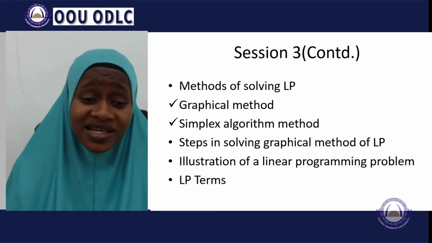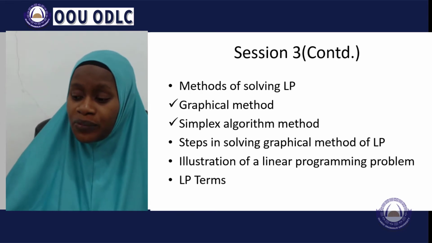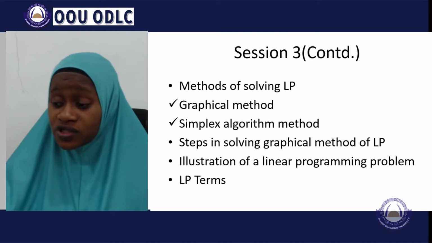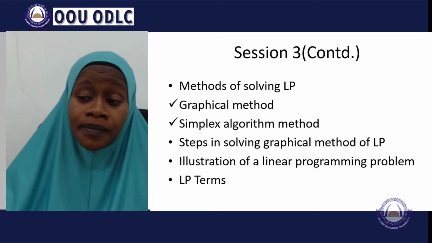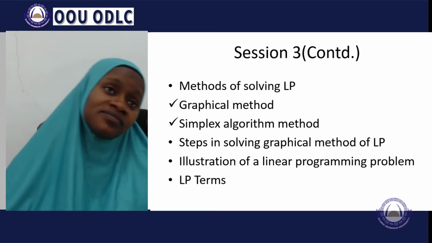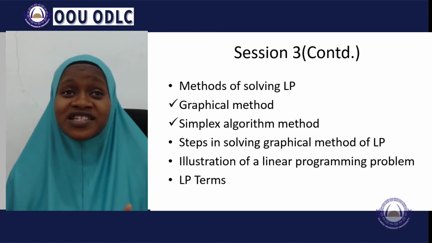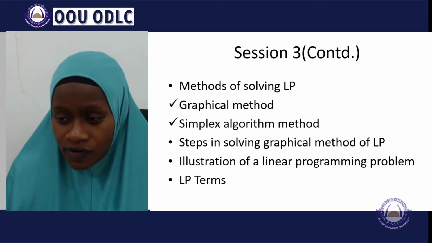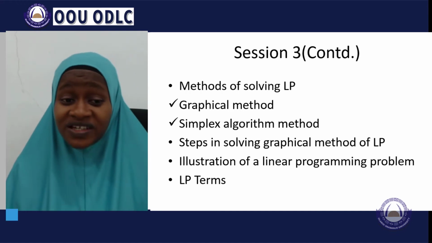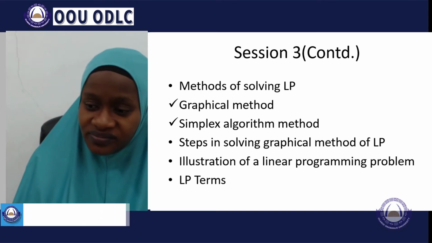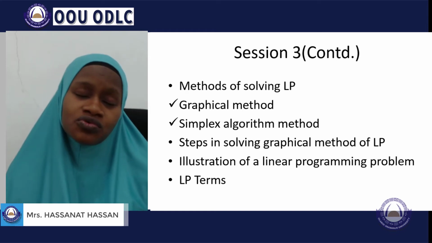So let's look at the steps in solving linear programming by the graphical method. We have four steps as far as this is concerned, and the first one is you identify the problem. By identifying the problem, you identify the decision variables, the objective function, and the constraint functions as well. Having identified that, you plot the graph that includes all the constraints and you identify the feasible region.